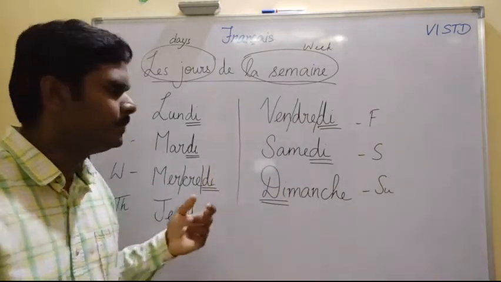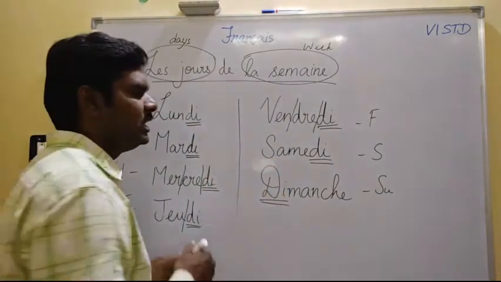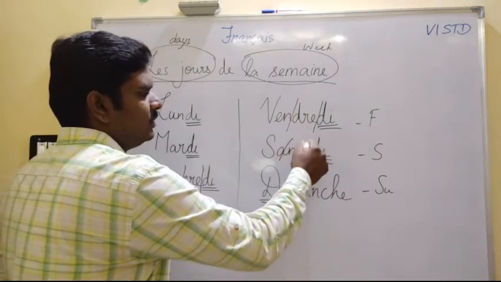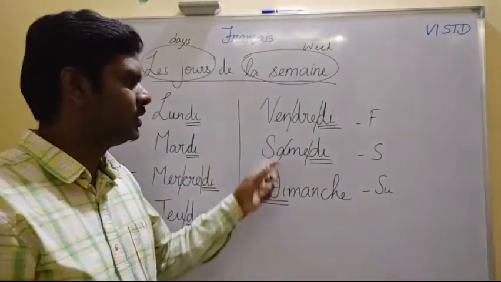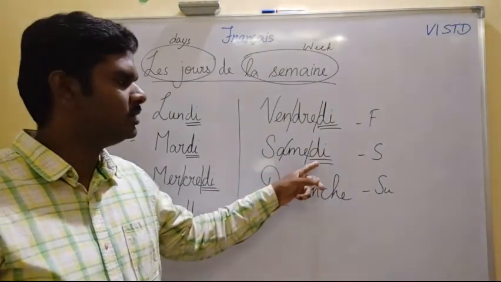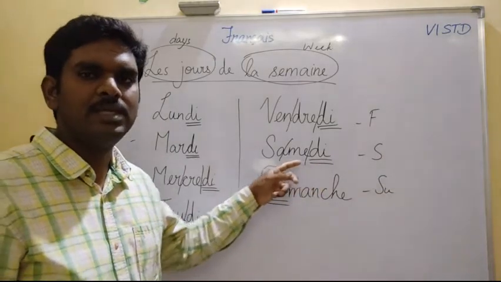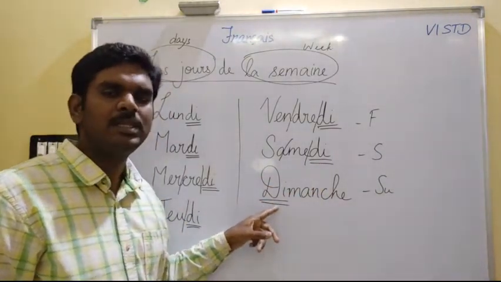vendredi. Next is samedi. If I cut and read, it will be like this. S-A, sa, M-E, M-D, D-E, samedi. Last one, dimanche.